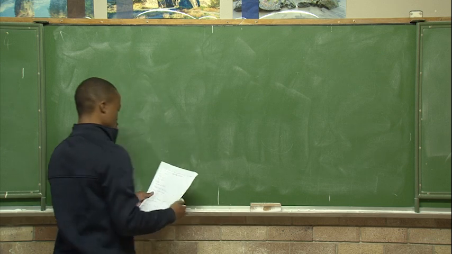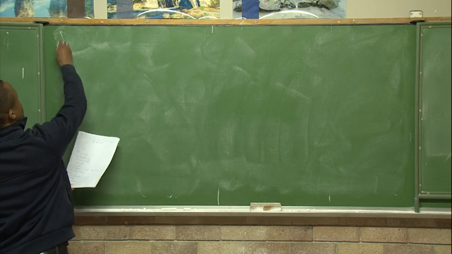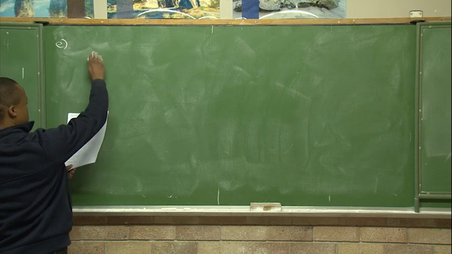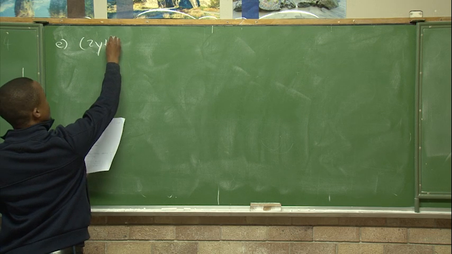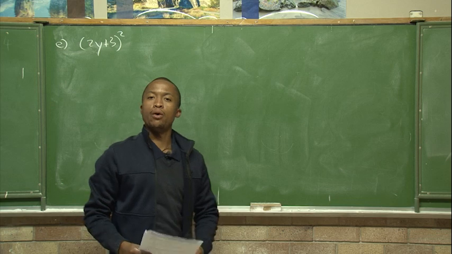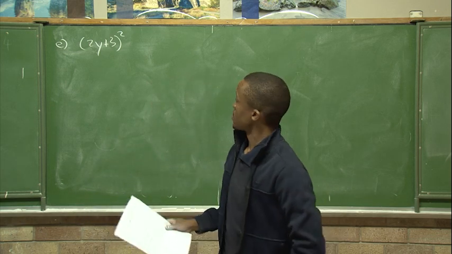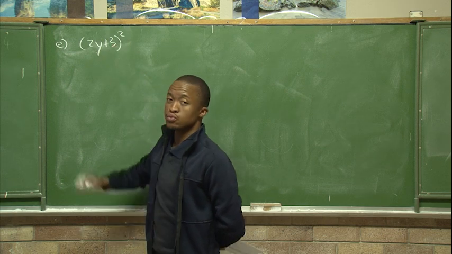Right, we still continue with our algebraic expressions. So let's get the next example here. What happens if you have a binomial that's raised to the power of 2? Notice you have a binomial that's raised to the power of 2.